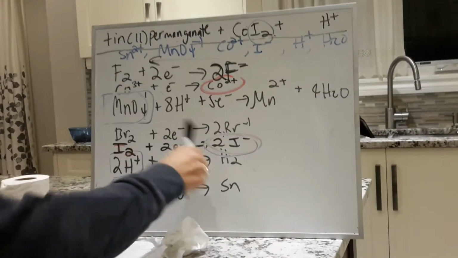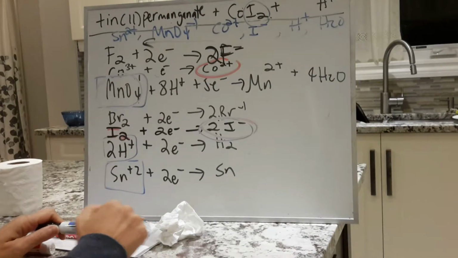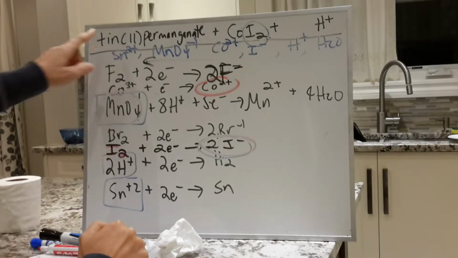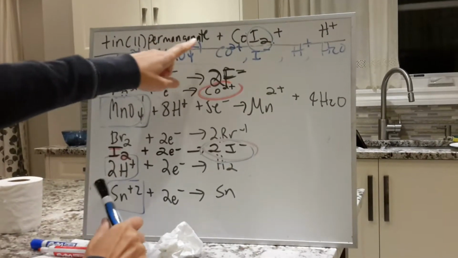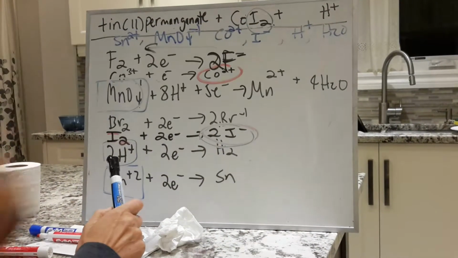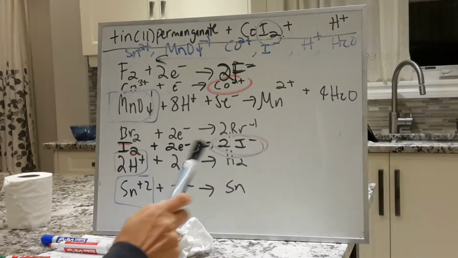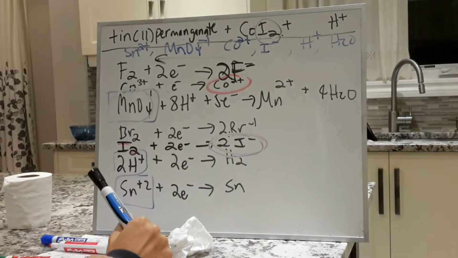So never mix up the oxidizing agent side with the reducing agent side. You want to always focus on one side at a time. So I want to look at a question like this. We're going to throw in tin 2 permanganate with cobalt 2 iodide under acidic conditions. And these are solutions. So if they're solutions, we know we have water. Acidic conditions means we have H+.